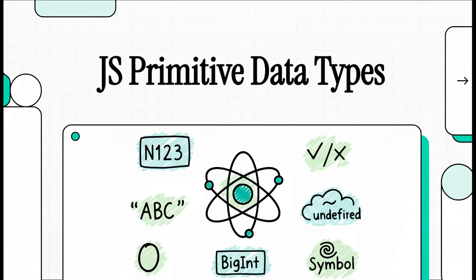So in our last explainer, we got a handle on variables, how to declare them and how scope works. But that leaves a pretty big question hanging, right? What kind of data can those variables actually hold? Well, today we're diving into the absolute fundamentals of JavaScript, the primitive data types.